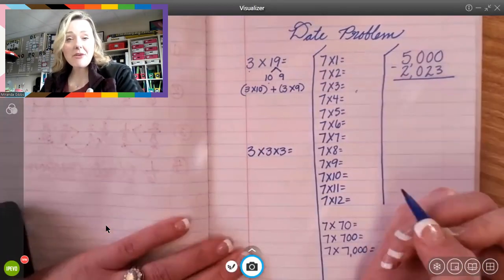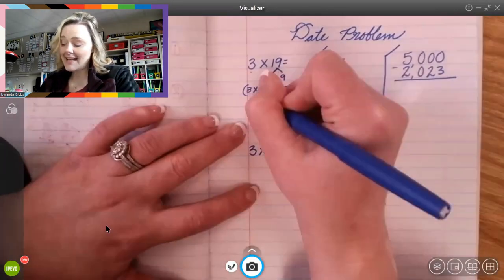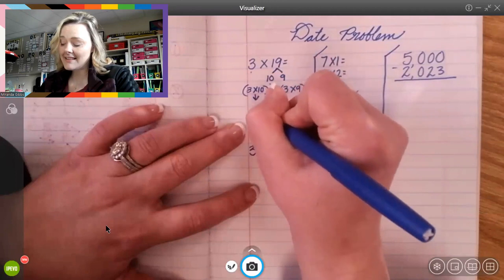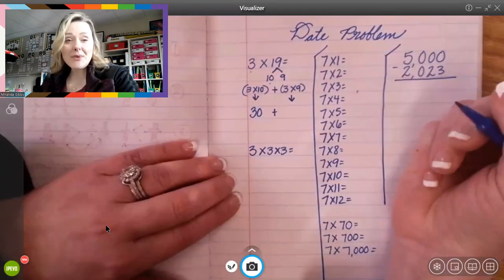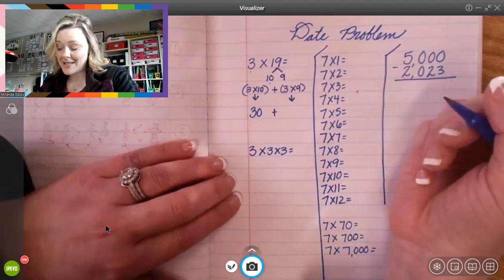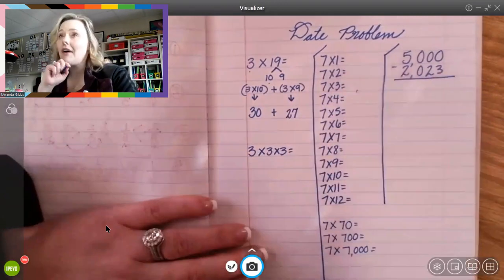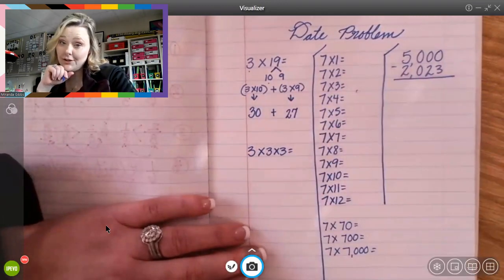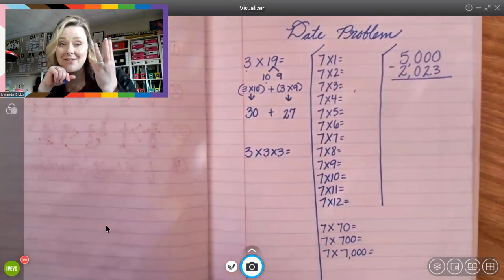Okay, now that we have our problem set up, we can solve quickly. 3 times 10 is 30. Plus, we're going to rewrite the problem again, 3 times 9. Well, I know that 3 times 9 is 27. If you didn't know that, you could think about 3 times 10 is 30. Take away 3. 30, 29, 28, 27.